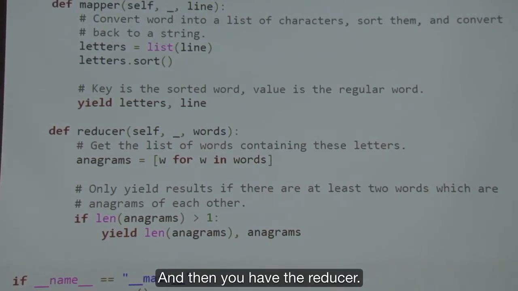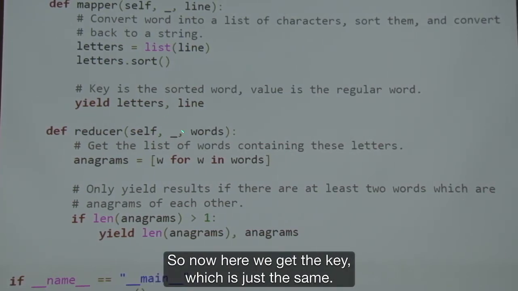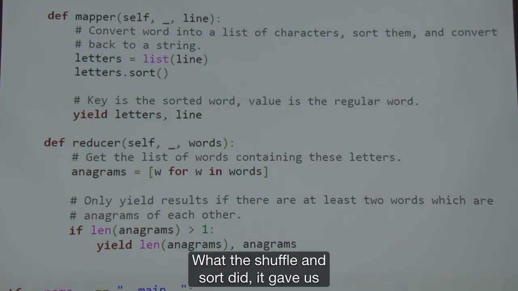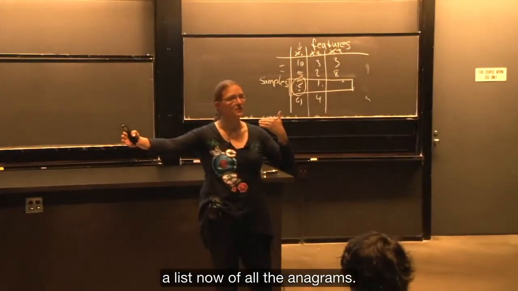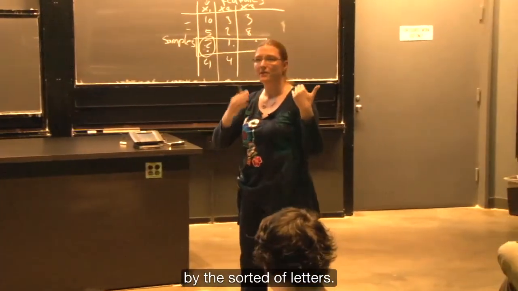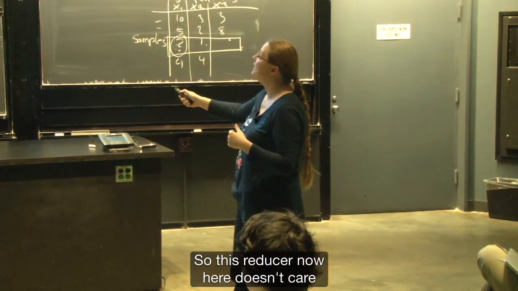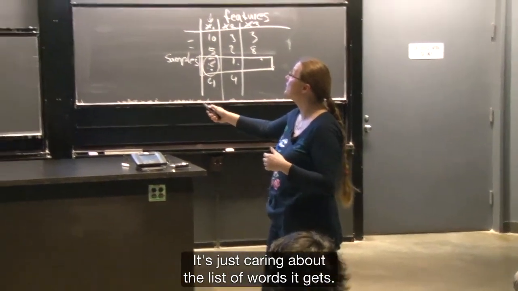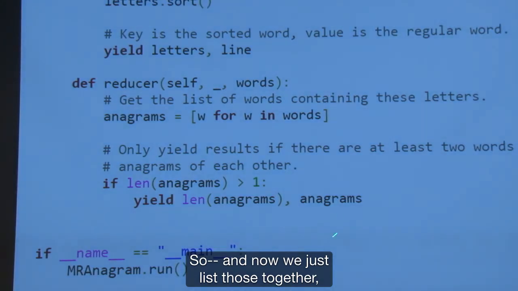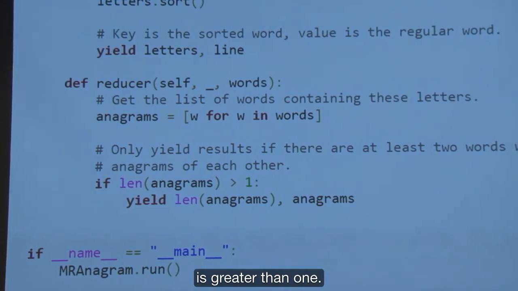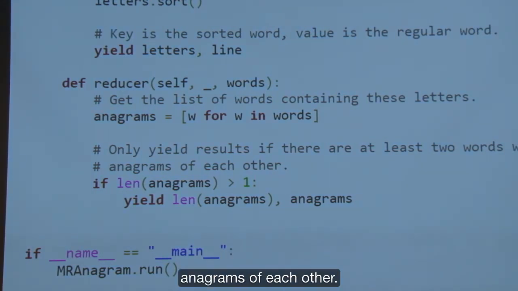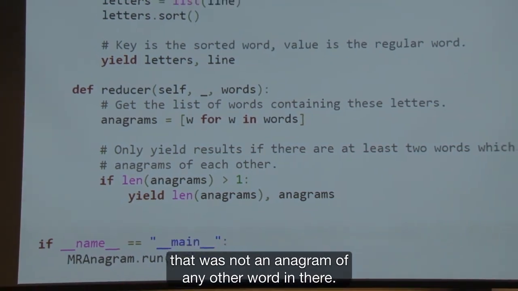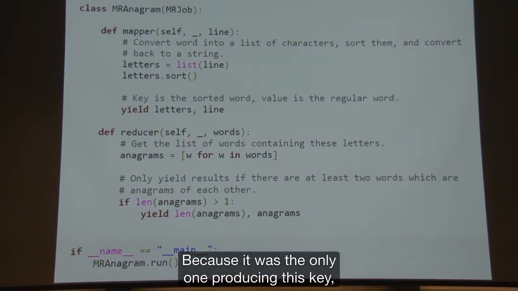And then you have the reducer. So now here we get the key, which is just the same. We don't care so much. The important part about this key was in the shuffle and sort, right? What the shuffle and sort did, it gave us a list now of all the anagrams, because they all had the same representation by the sorted letters. So this reducer now doesn't care about the scrambled alphabetical order presentation anymore. It's just caring about the list of words it gets. So now we just list those together and look whether the length of these anagrams is greater than 1. And if it is, then these are actually anagrams of each other. If that list is just 1, it was a word in our whole list that was not an anagram of any other word in there, because it was the only one producing this key, this sorted sequence of letters.